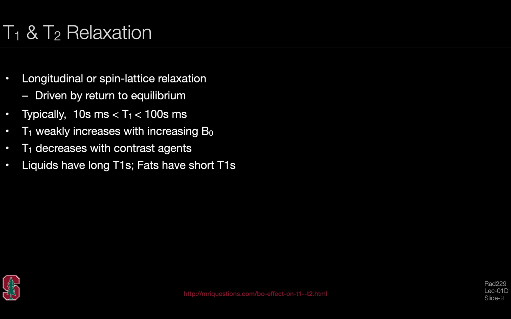Liquids in particular have long T1s, while fats have relatively short T1s. And it's important to remember that short T1s are bright on T1 weighted images. And this is something that will become more apparent when we develop the mechanics of spin dynamics during relaxation.